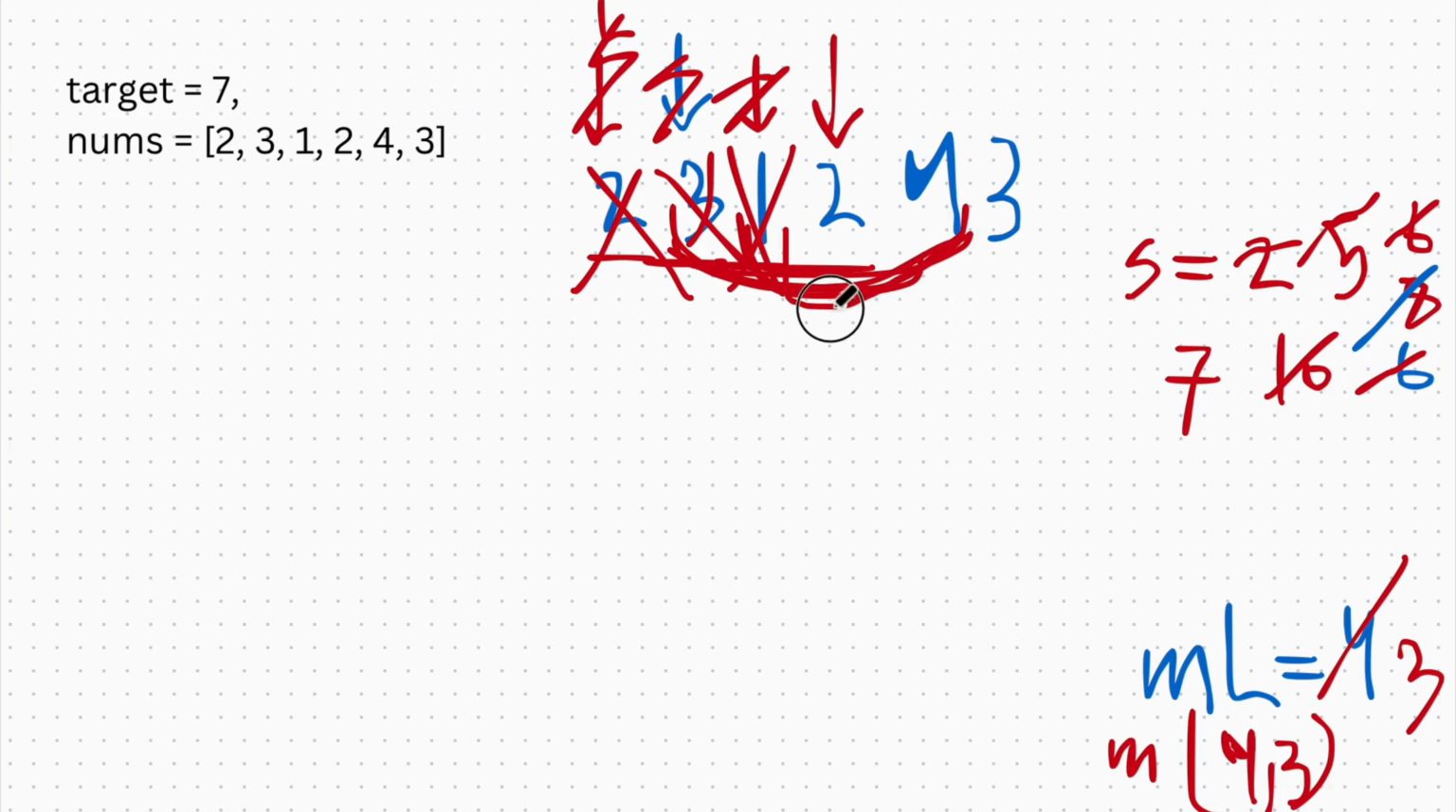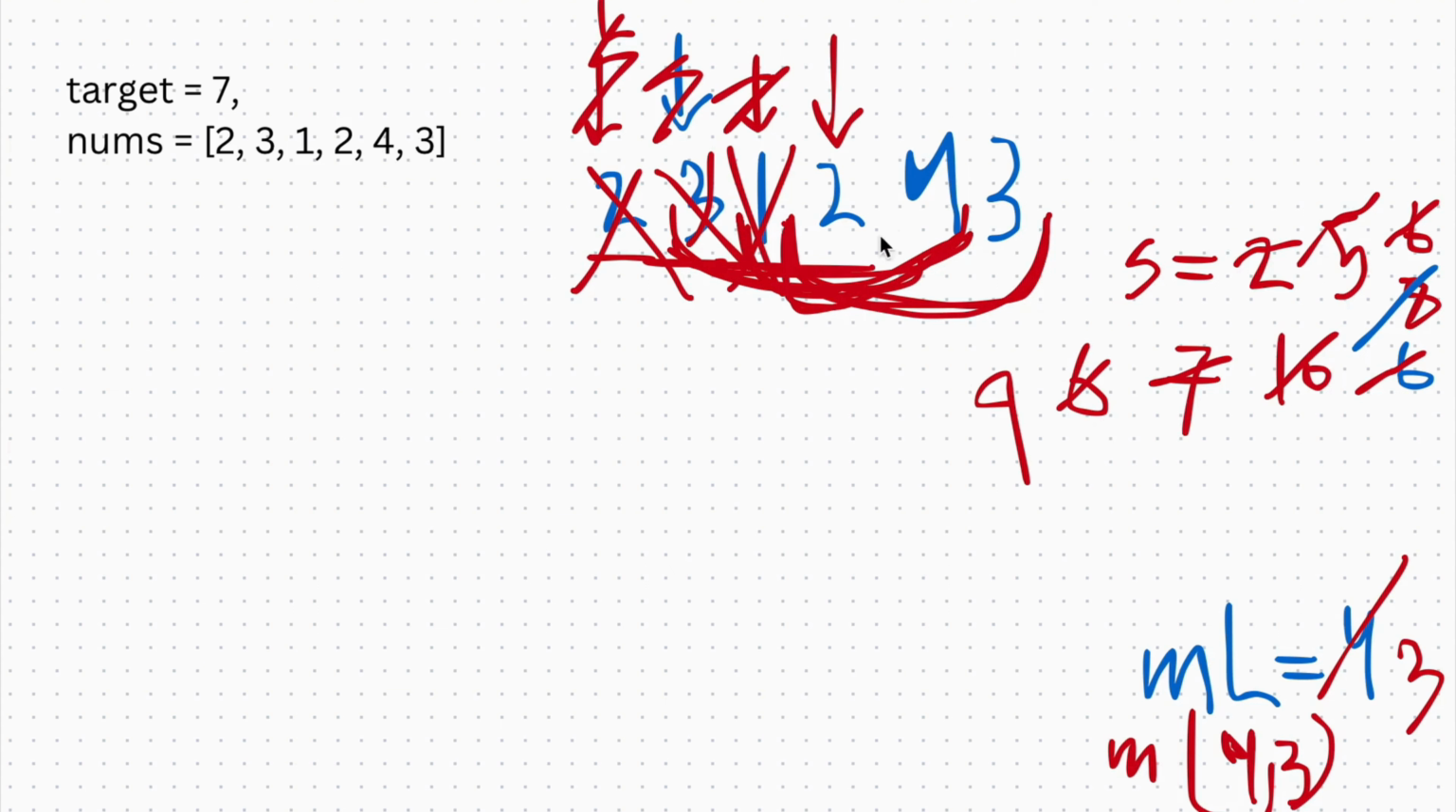Now our window consists of these two elements, and don't forget to subtract the left element from the sum. Okay, 7 minus 1, we have 6. Okay, 6 is smaller than 7, so let's expand our window. Now let's take the second element. Okay, 2, 4 and 3, we have 9. The sum now is 9.